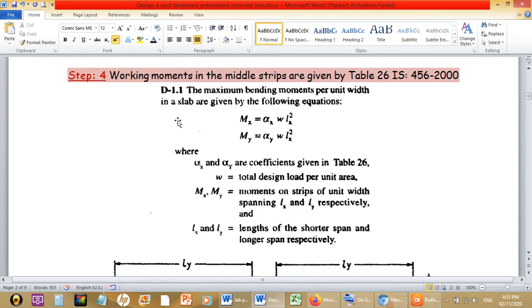Table 26 is there to get the values of moment coefficient alpha x and alpha y. I have taken this screenshot from the IS code clause D1.1, the maximum bending moment per unit width in the slab. So this formula is for the per unit moment, mx and my, but here in this step number 4 we are going to calculate both per unit moments as well as the total moment in the particular span.